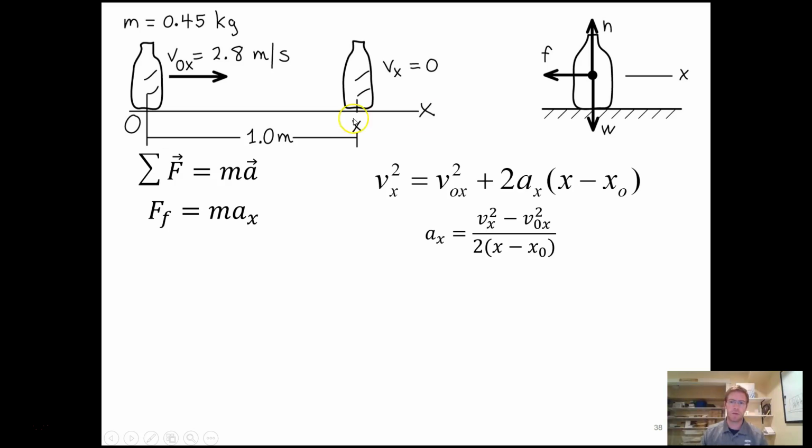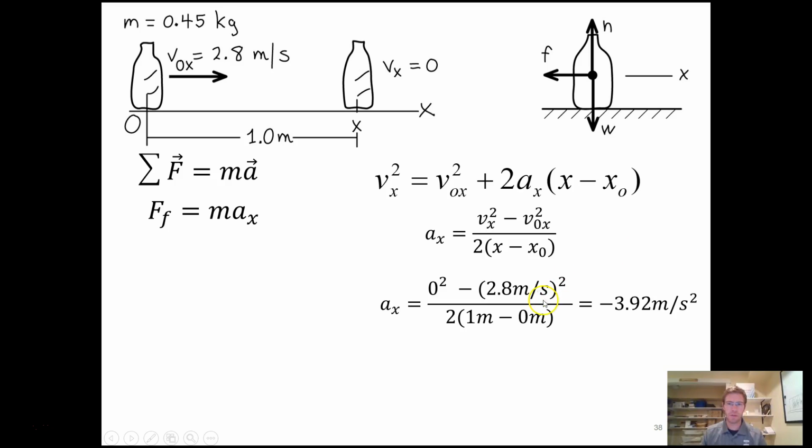So let's do some algebra. Using algebra, I solve for acceleration. It's v final squared minus v initial squared over 2 times the displacement. Substituting in my values, my final velocity is 0, my initial velocity is 2.8 meters per second, and my distance is 1 meter. Solving for that, I find that my acceleration equals negative 3.92 meters per second squared.